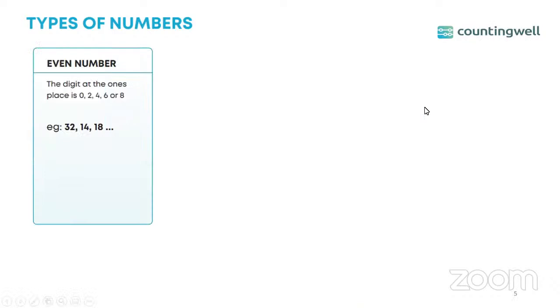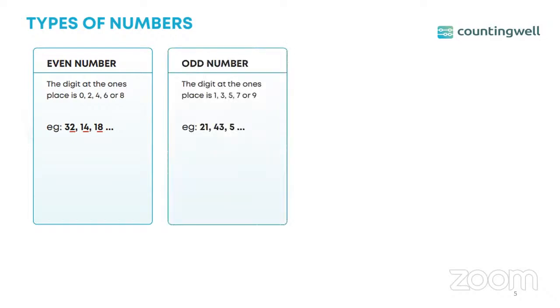Now let us see types of numbers. First we will see even numbers. The digit at the ones place is 0, 2, 4, 6 or 8. For example, we have 32. The digit at the ones place is 2. For the number 14, the digit at the ones place is 4. For the number 18, the digit at the ones place is 8. So 32, 14, 18 and so on are the examples of even numbers.